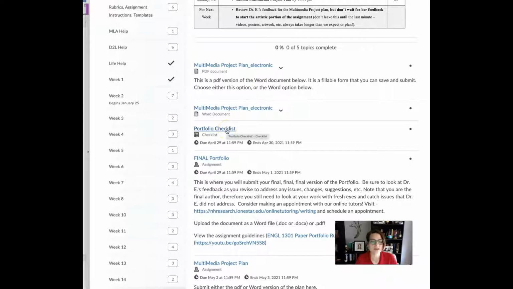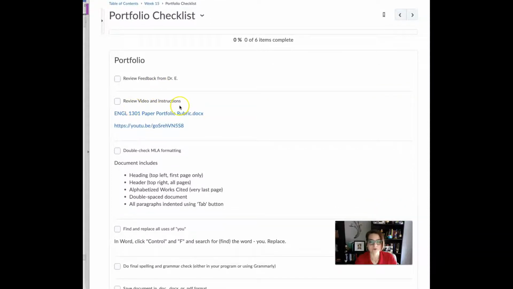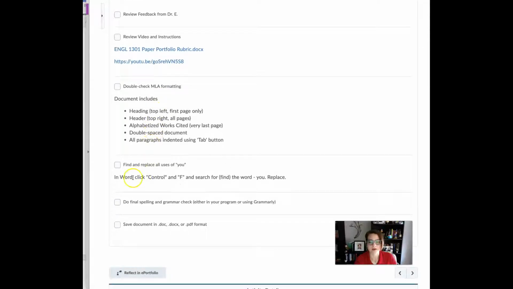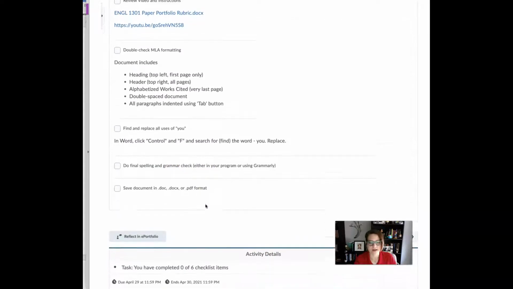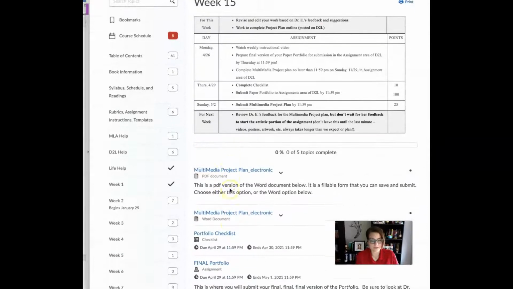The portfolio checklist is something I want you to do before you submit your portfolio. It's just going through and asking you to check: did you review the feedback? Have you reviewed the instructions? Are you double checking MLA? Are you finding and replacing "you"? Have you done a final spelling and grammar check? Once you complete that, then you can move on. Some of you said, oh, I forgot to do this right before I submitted, or sometimes it gets a little overwhelming. I'm hoping this checklist helps with some of that before you submit.